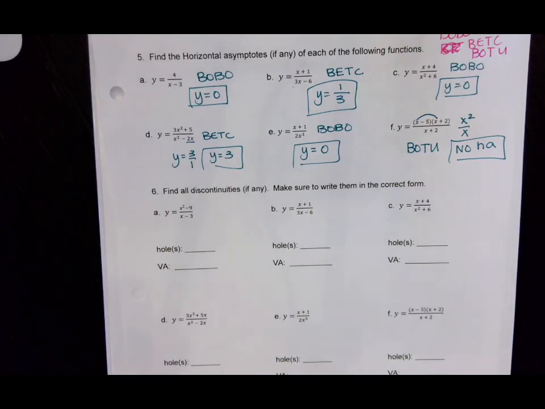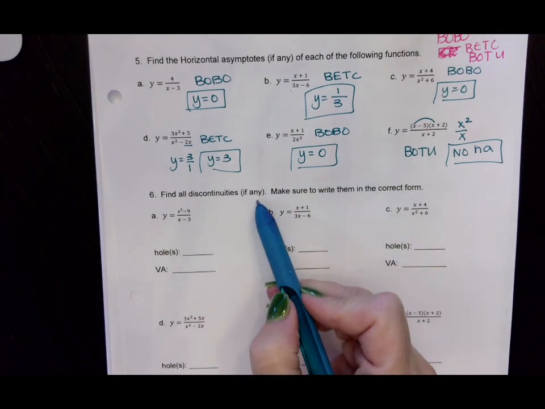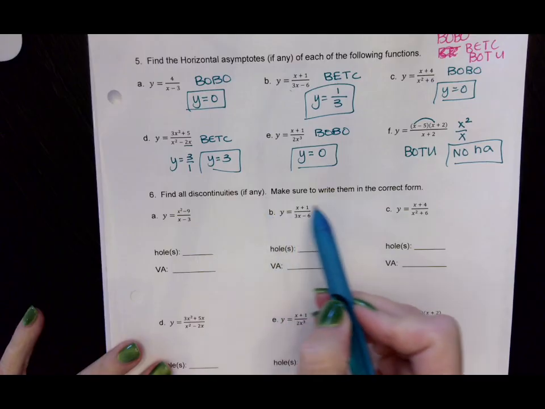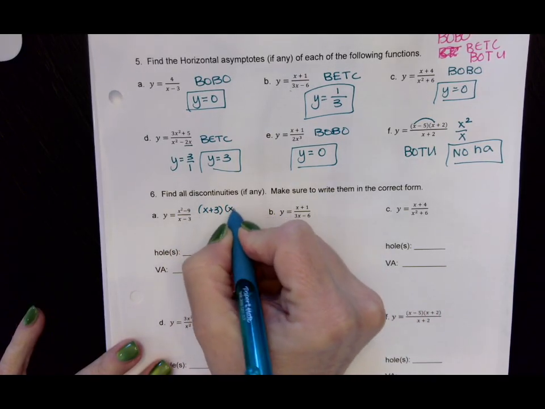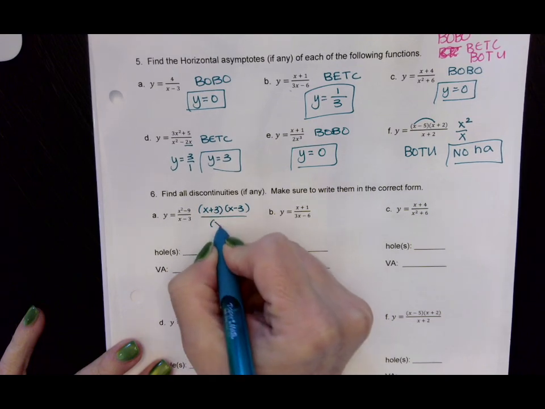All right, so we're going to put this all together. So if I want to find the discontinuities, the first thing that I have to do is factor it. So I end up with x plus 3, x minus 3, over x minus 3.